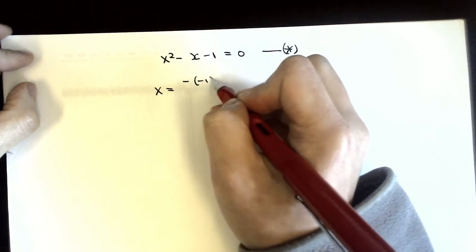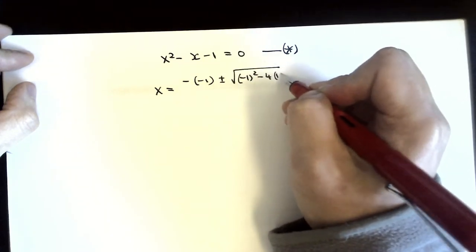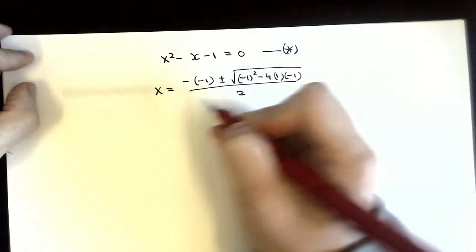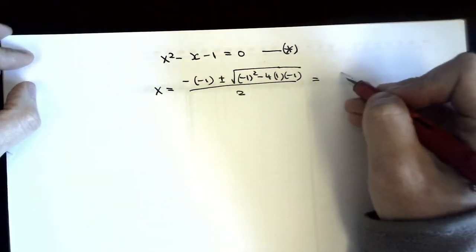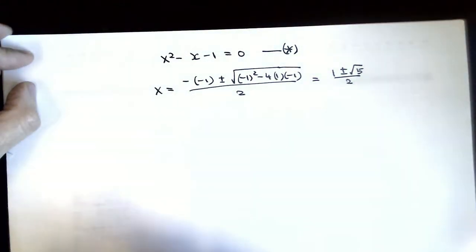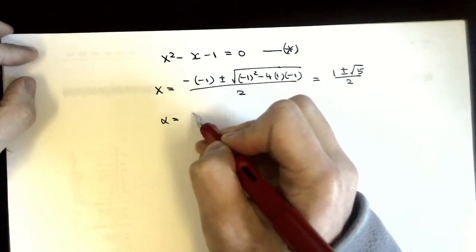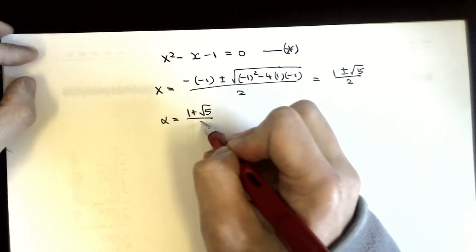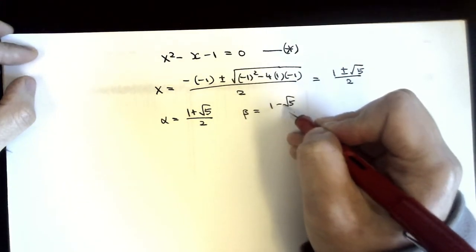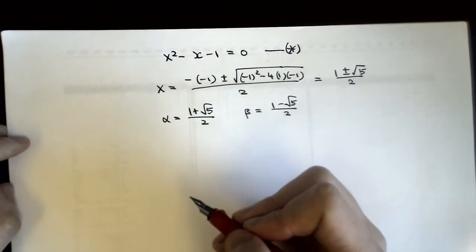minus b plus or minus the square root of b squared minus 4ac over 2a. Of course, this is 1 plus or minus root 5 over 2. Now, we denote the positive root as alpha, and the negative one will be beta. Now, here comes a very interesting problem.